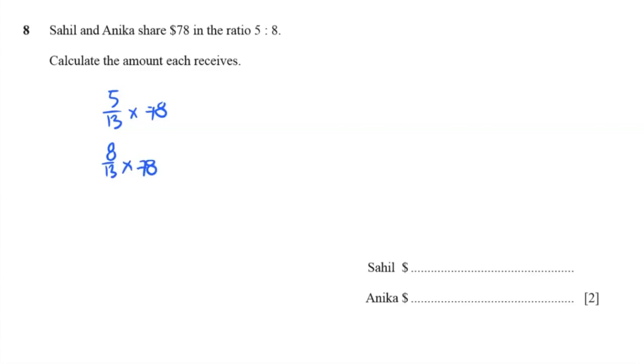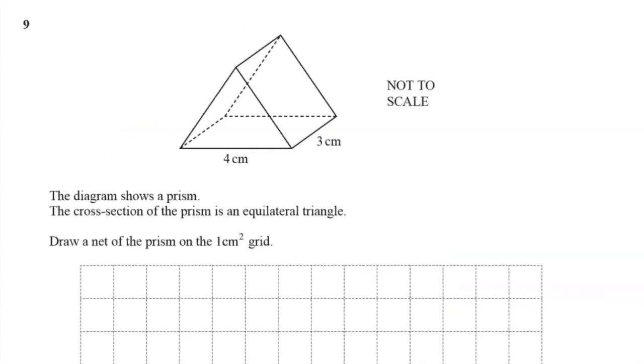Put it into a calculator and you'll get 30 for Sahil and 48, of course, for Anika. You can check, do they add up to 78? Yes, they do. The diagram shows a prism. The cross-section of the prism is the equilateral triangle, which of course means that this side would have to be 4 and this side also has to be 4 to make it an equilateral triangle.